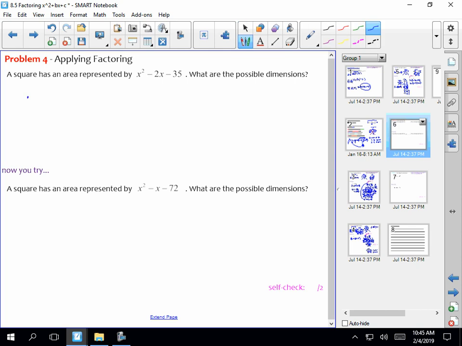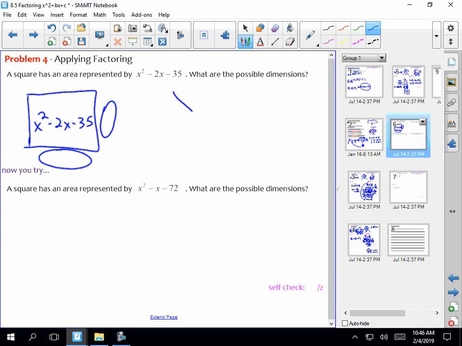The inside of this rectangle is x squared minus 2x minus 35, and we're going to find the dimensions here. All right, so we're going to find that by factoring.